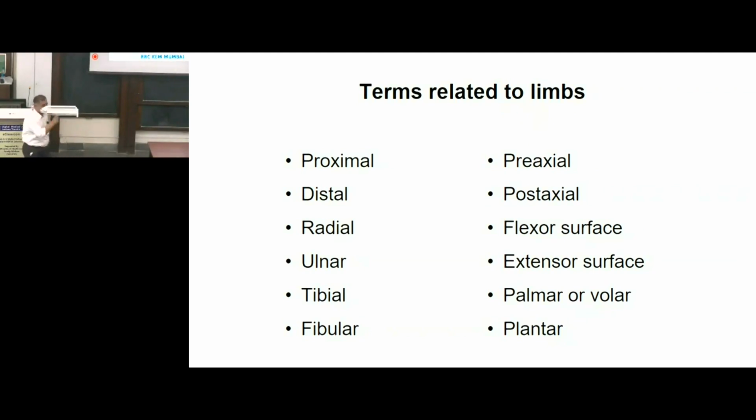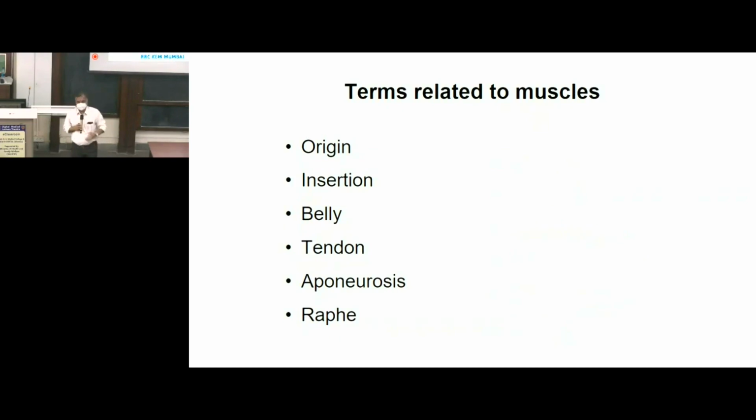Got it? So these are terms with reference to limbs. Terms with reference to muscles. This will of course be elaborated when there is a general anatomy class also of muscle. Origin is that part of the muscle that is fixed during a movement. Insertion is that part of the muscle which moves. Belly is the fleshy portion of the muscle.